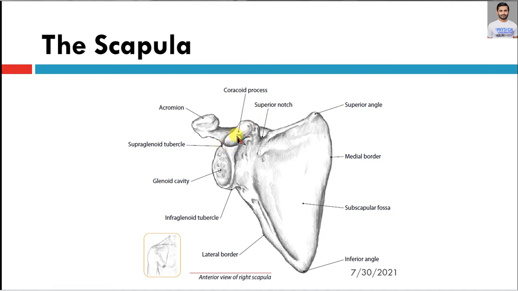Then the coracoid process is also an attachment site for various muscles, and it is very palpable in almost all of the subjects. Then the acromion is also very palpable. It is a very prominent part of the scapula. Basically, this acromion is the continuation of the spine of the scapula.